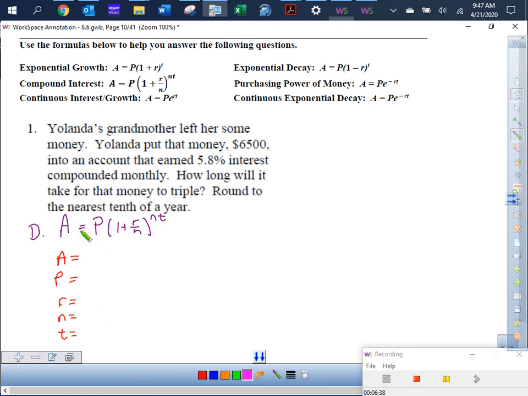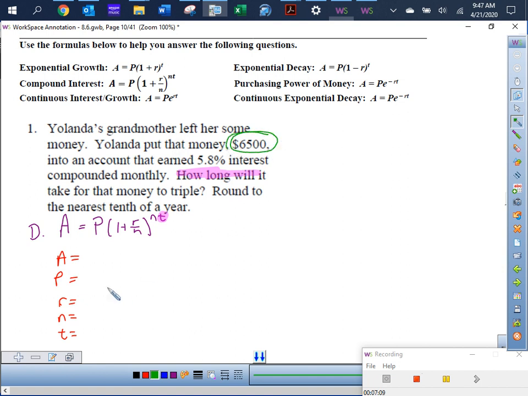Here's kind of what I do, is I go back to ask the question. They say, how long will it take? That's what they're asking me, how long. So that's time. That's the one thing we won't know. Every other variable, the A, the P, the R, and the N, we should be given up here in this problem. And they kind of trick us because they don't tell us the amount that we'll have when we're all done, because this is the principal.